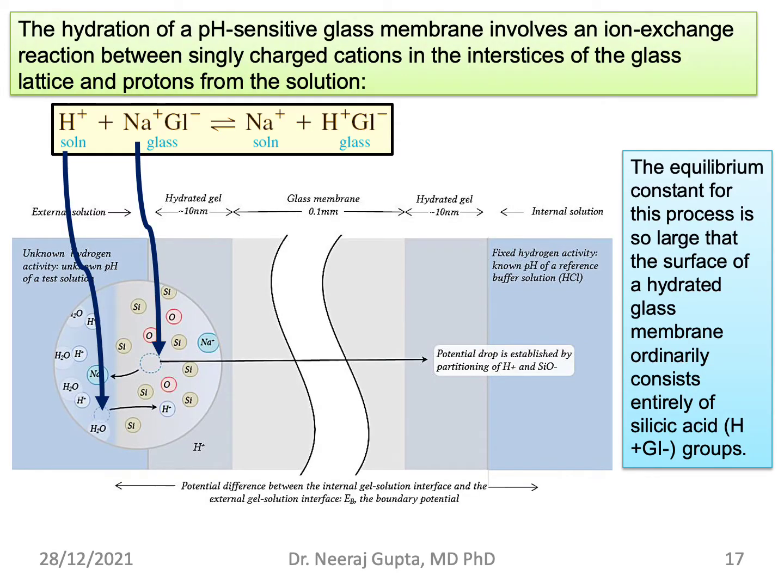Now in this slide we will see that the hydration of a pH sensitive glass membrane involves an ion exchange reaction between the singly charged cations in the interstices of the glass lattice and protons from the solution. The equilibrium constant for this process is so large that the surface of the hydrated glass membrane ordinarily consists entirely of silicic acid groups. As you can see, the sodium from the glass will go into the solution. So the hydrogen ion moves from the solution and exchanges for sodium ions in the glass.